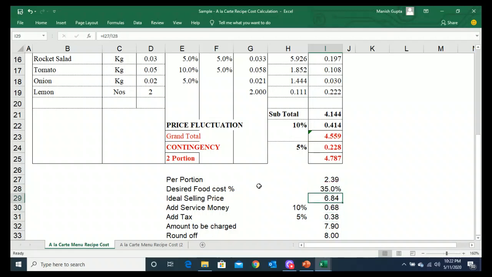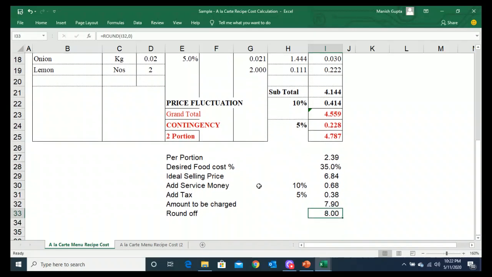Then you will get the ideal selling price, add the tax and service charge, and then you will get the amount to be charged. Now this amount to be charged will be subject to the competitor prices, will be subject to the presentation, will be subject to the location, and will be subject to the other factors as we have discussed, or as we will be discussing in the qualitative aspects of menu pricing.